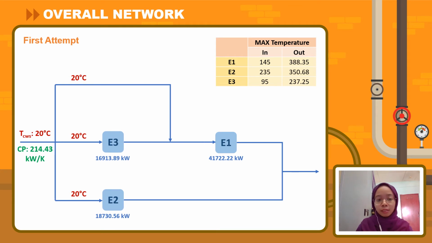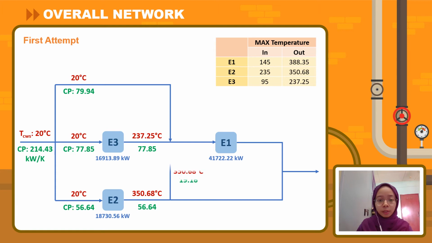Hello, I'm Aina. So, according to the above and below pinch network presented by Syaza previously, we have tried to combine the two to form an overall network. So, for E2, we have targeted the outlet temperature to be 350 degrees C, making our CP required there 56.64 kilowatt per K. For E3, we have targeted it to be 237 degrees C. So the required CP is 77.85 kilowatt per K. So the remaining CP is 79.94 kilowatt per K.